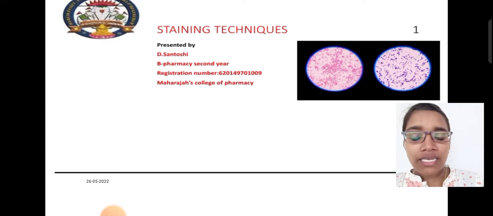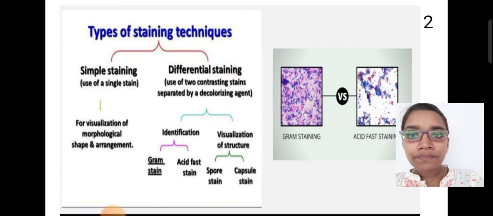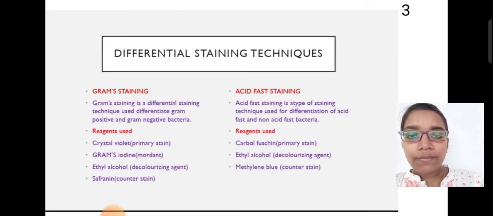Gram staining is used to identify the two types of bacteria, that is the gram positive and gram negative bacteria, and acid-fast staining is used to differentiate acid-fast and non-acid-fast bacteria. And now I will discuss gram staining. Gram staining is under the category of differential staining, and it is used to identify the gram positive and gram negative bacteria.